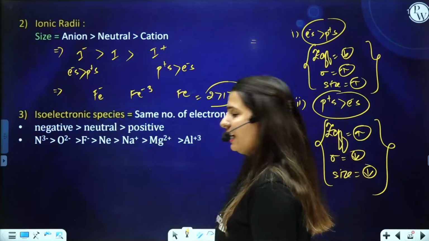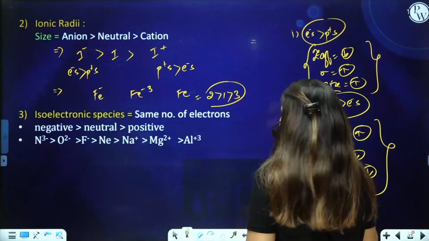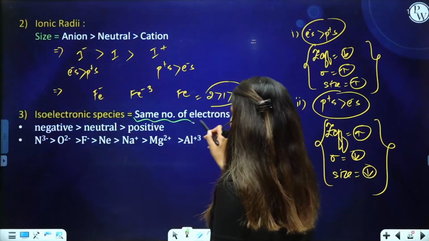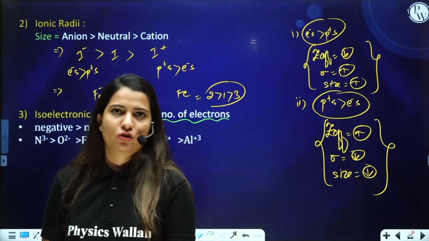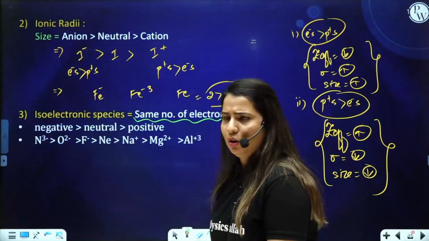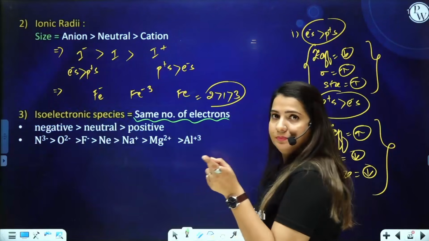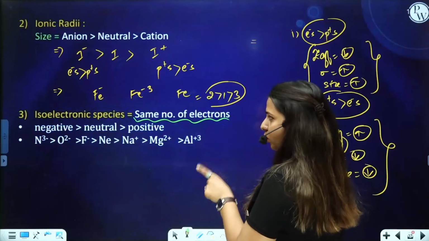Isoelectronic species. What are isoelectronic species? The species which have the same number of electrons. So first you need to calculate the number of electrons present in the ion or the neutral atom or whatever. Okay, so negative, neutral, positive.